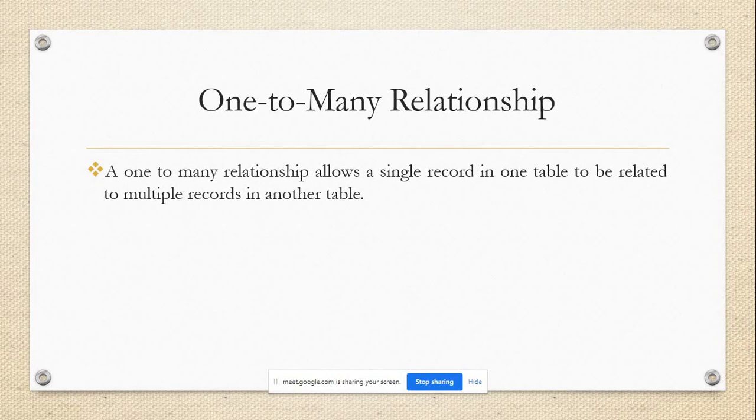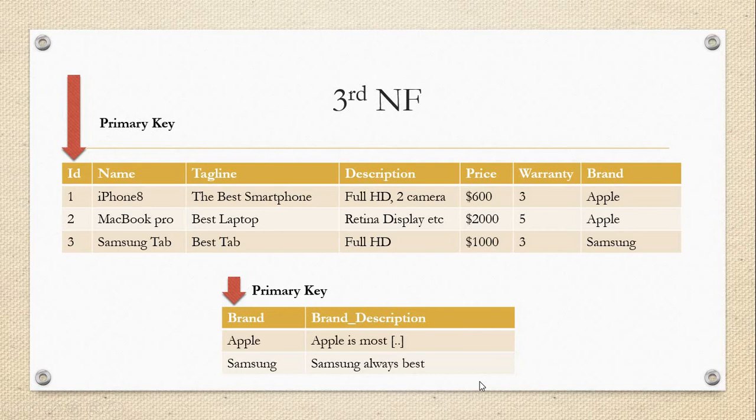Both are the same. By the viewer's aspect, we can check whether it is from left to right or right to left, and decide one-to-many or many-to-one. But the meaning is the same. Make a note of that. There is no difference. Let's take one example. Here I have a third normal form. In that I have created this form: ID, name, tagline, description, price, warranty, and brand.